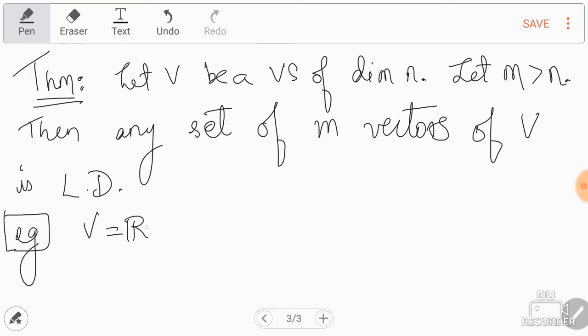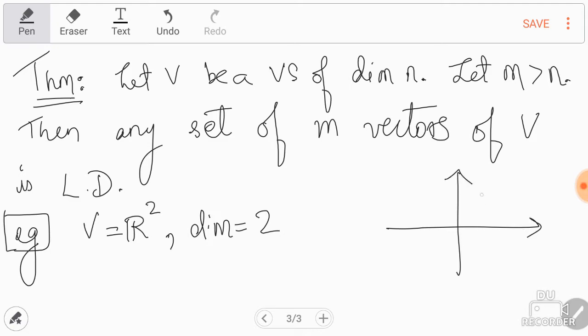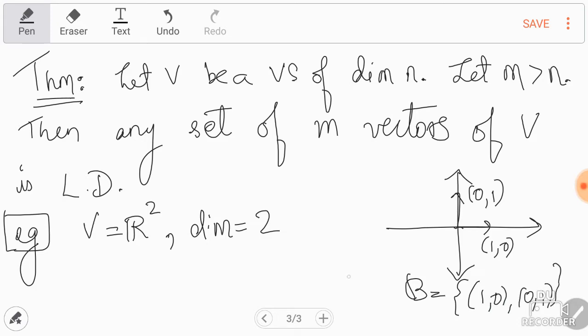Let us say we have the vector space R2. We know that its dimension is equal to 2 because R2, which is the xy plane, is spanned by two vectors (1, 0) and (0, 1). So you have a basis consisting of these two vectors, which has only two vectors, and hence the dimension of the space is 2, and that's what the definition of a dimension is.